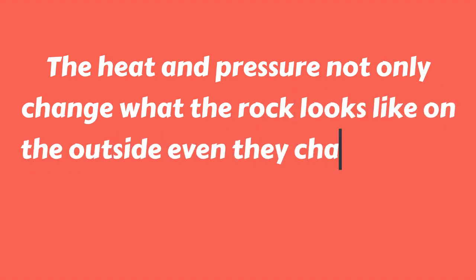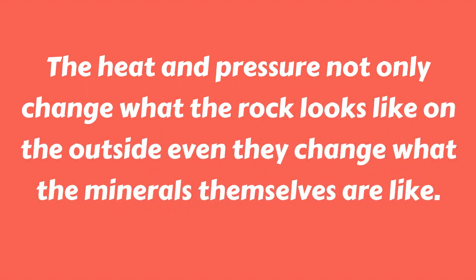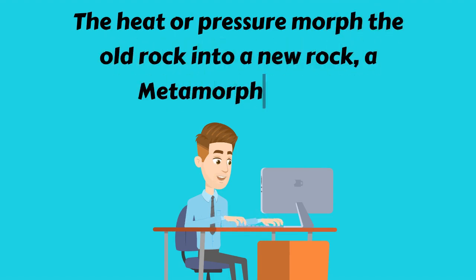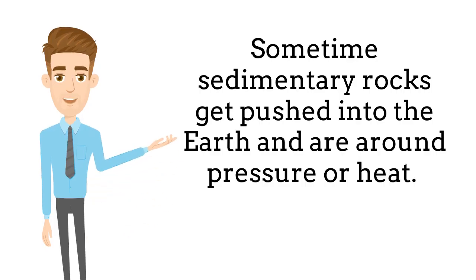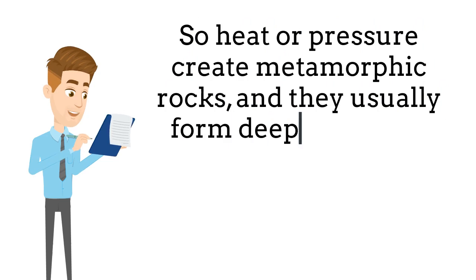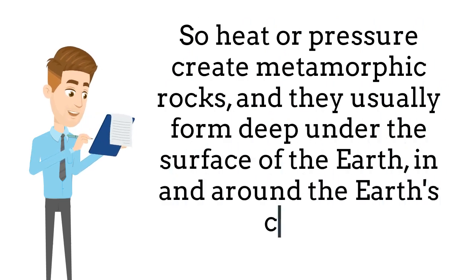The heat and pressure not only change what the rock looks like on the outside, they even change what the minerals themselves are like. So the rock actually changes form. The heat or pressure morphs the old rock into a new rock that is a metamorphic rock. Sometimes sedimentary rocks get pushed into the earth and are around pressure or heat. Then the sedimentary rock turns into a metamorphic rock. So heat or pressure create metamorphic rocks, and they usually form deep under the surface of the earth, in and around the earth's crust.